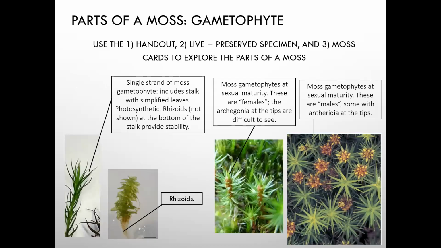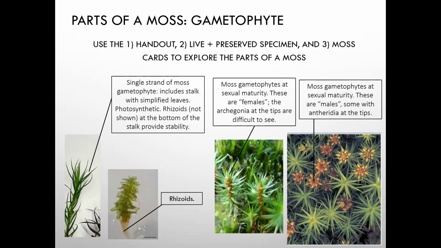So again, on the picture on the left here, you can see a single strand of moss representing the gametophyte generation, and this includes a stalk with simplified leaves. And in the second picture, you can see rhizoids at the base of the stalk, which are similar to roots and provide stability.